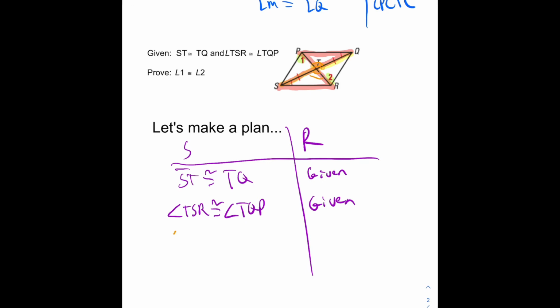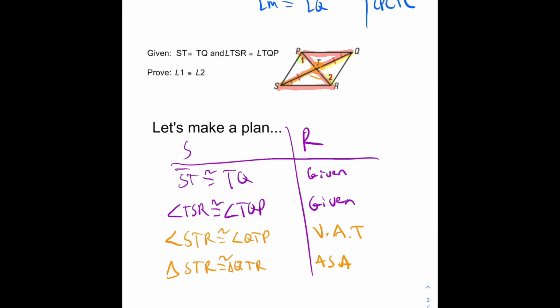So I'm going to say that angle STR is congruent to angle QTP by the vertical angle theorem. And now I can say that those triangles are congruent because I have an angle, a side, and an angle. So I'm going to say triangle STR is congruent to triangle QTP by the angle, side, angle property.